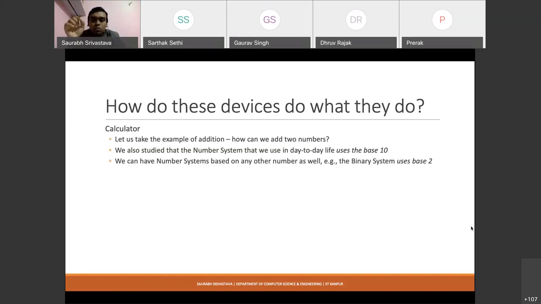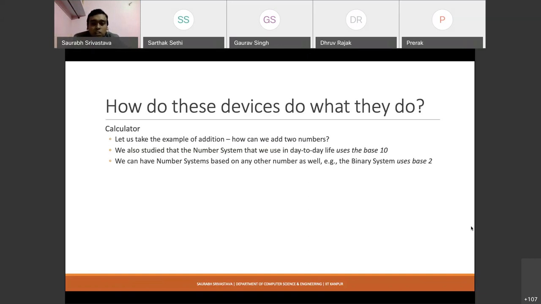Now, if you put the value of n equal to 10, this is what we have been doing till now, right? So if you want to represent the number 243, this is basically 3 into 10 to the power 0, plus 4 into 10 to the power 1, plus 2 into 10 to the power 2, and so on and so forth.